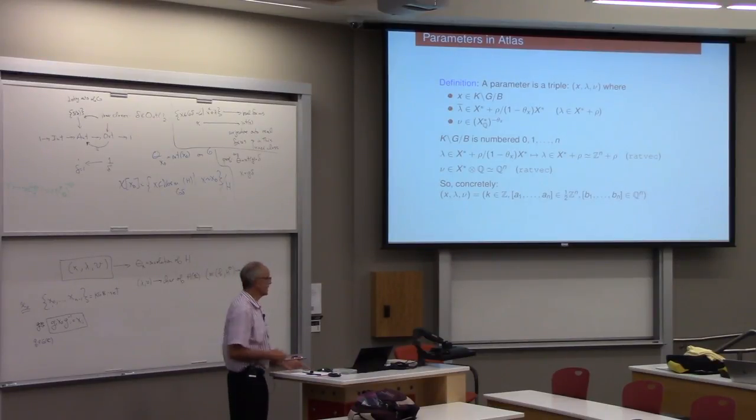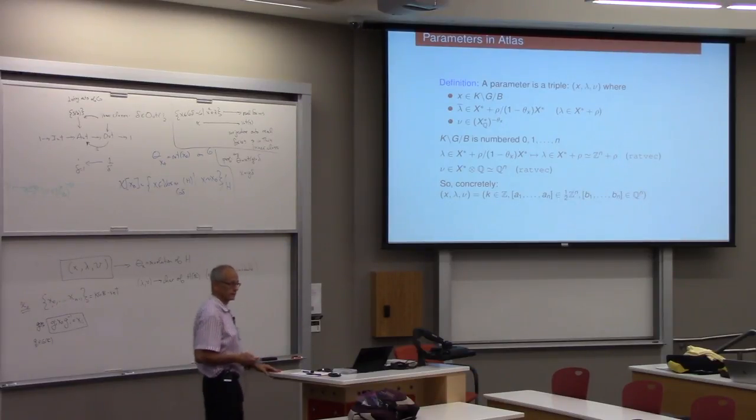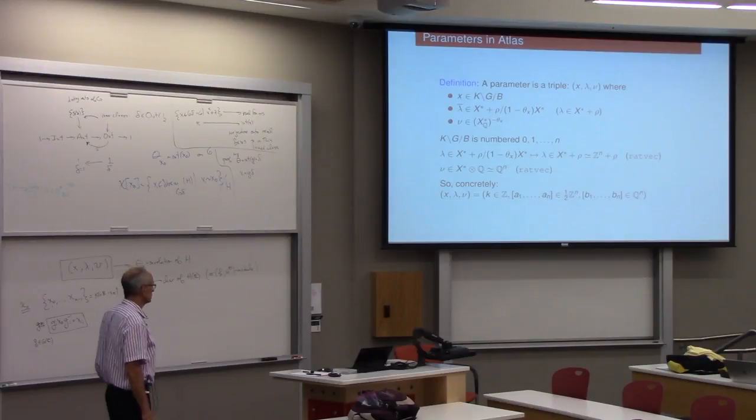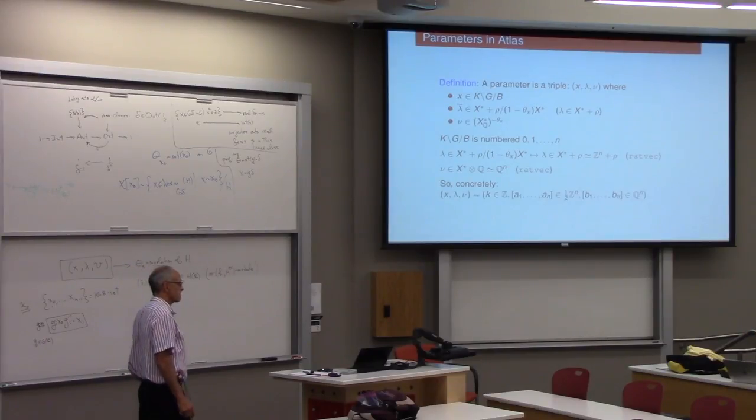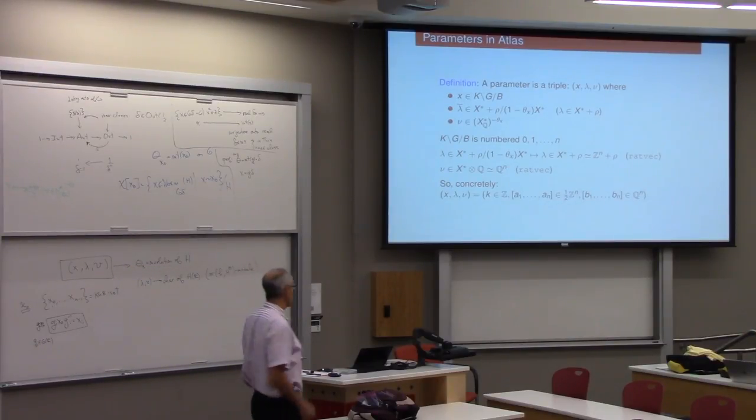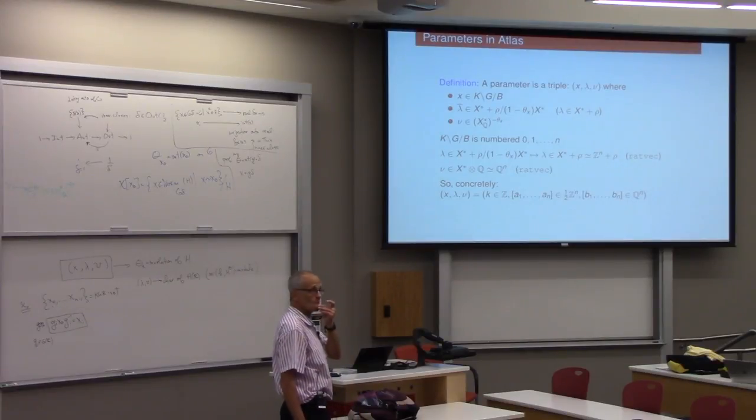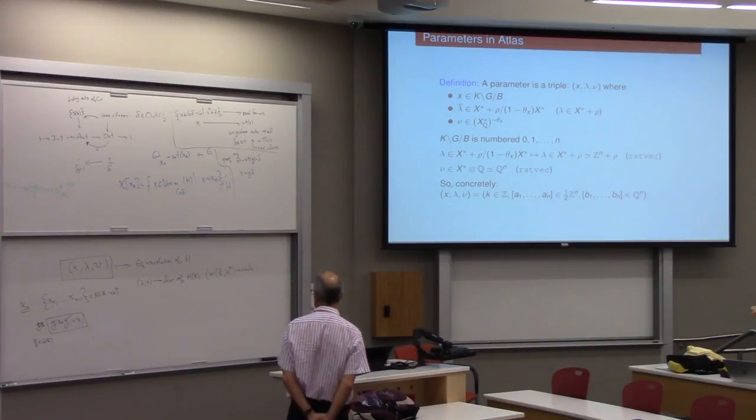I mean, K is just one of these numbers, 0 through N. It's just labeling a KGB element. Yeah, I shouldn't have said 0. I should have said the set 0 through n minus 1. So each one of these XI, you said, is a representative of an H conjugacy. Correct.